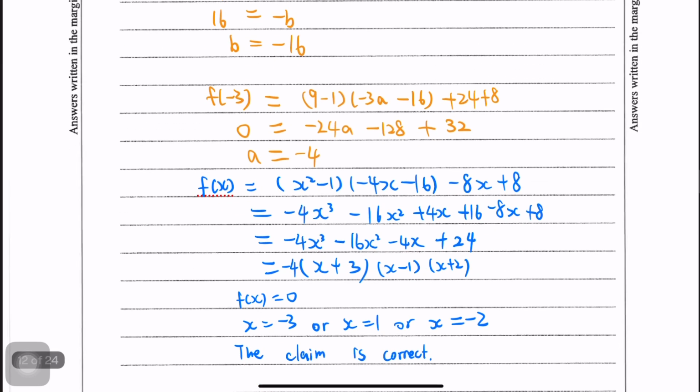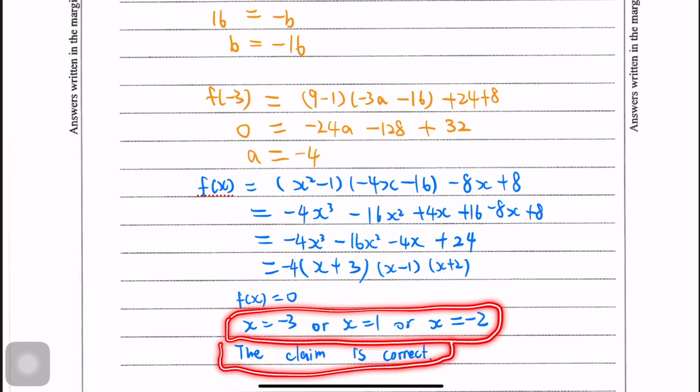So you know that when this is divided by x plus 3, we will have another quadratic. And this quadratic should be further factorized into two roots. So this polynomial can find 3 roots, which are -3, 1, and -2. All of them are integers, so the claim is correct.